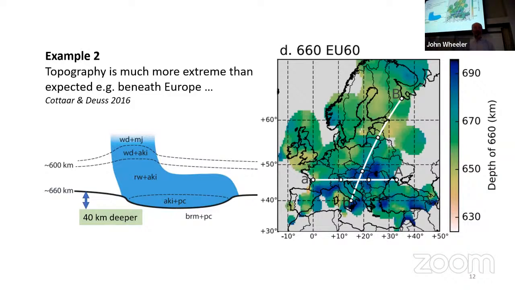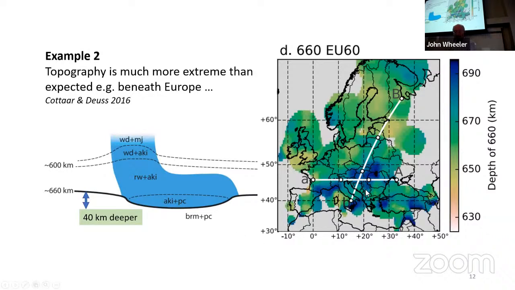This is from Kotar and Deuss. So we're beneath Europe now. This is a map of D660, and the blue bits are deeper than normal. Now, we think there are subducted slabs down there, so they should be deeper than normal. So that's all right, kind of.